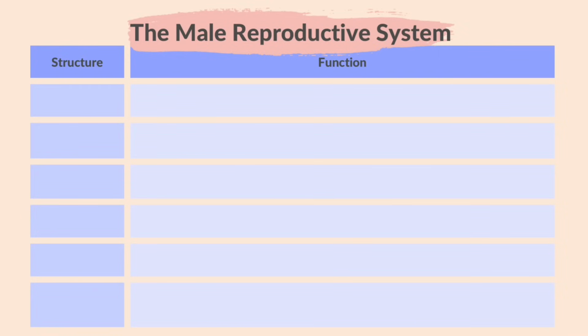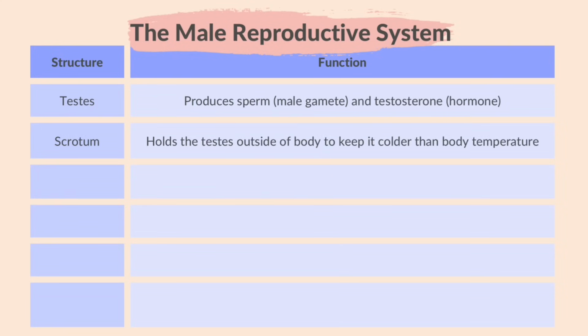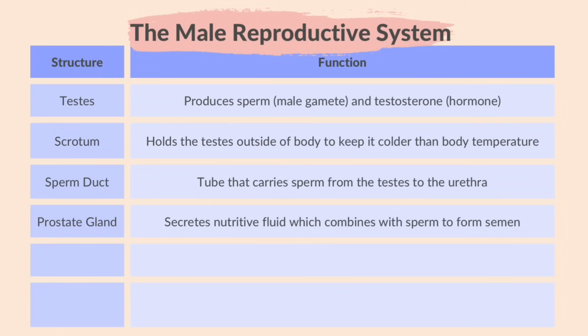Now, the functions of these structures. The testis is the part that produces sperm, which is the male gamete, and testosterone, which is a hormone. The scrotum holds the testis outside of the body to keep it colder than the body temperature, which is ideal for sperm production. The sperm duct is a tube that carries sperm from the testis to the urethra. The prostate gland secretes nutritive fluid, which combines with sperm to form semen.